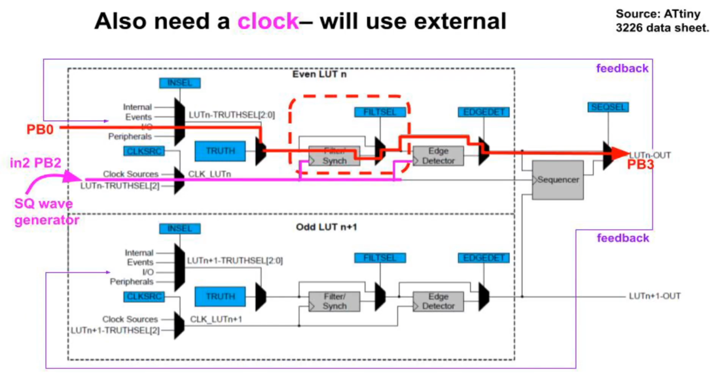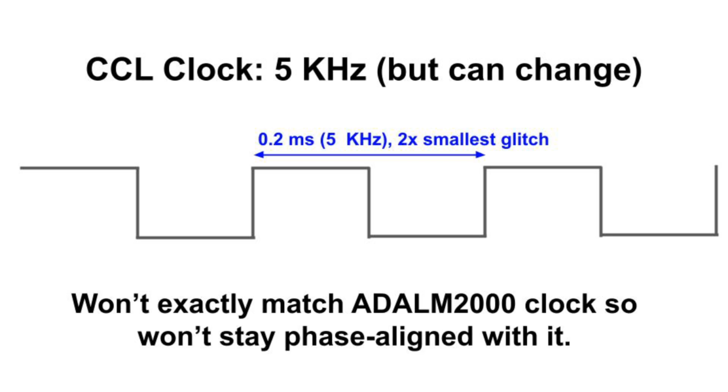All the gray boxes in the CCL require a clock. We will get it from a square wave generator separate from the ATALM2000. We will feed it to CCL let2 into pin PB2. We will usually use a 5 kHz clock, but we'll change it to demonstrate some interesting things.